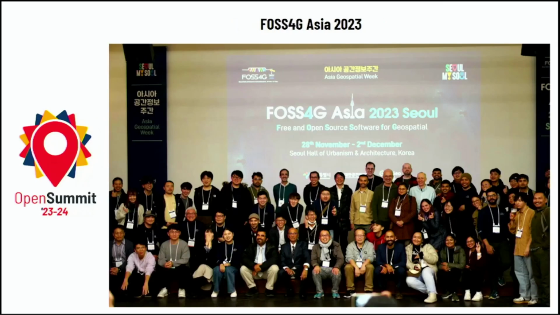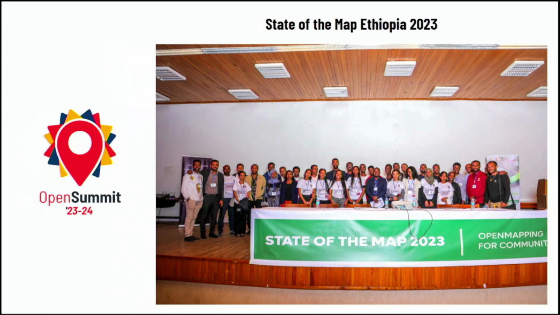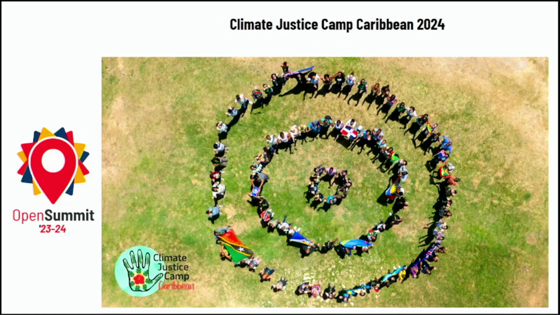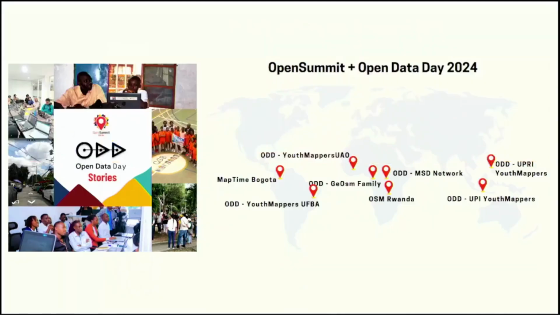Phosphor-G Asia 2023. State of the Map Ethiopia 2023. And also the International Women's Day Nigeria 2024. Worked with them as well. The Climate Justice Camp in the Caribbean, it also happened this year. And also we worked with the Open Knowledge Foundation, and we supported their Open Data Day events.